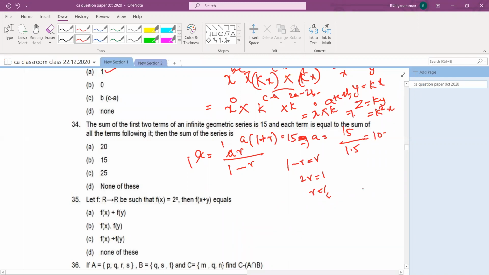Therefore, the sum of the full series is A by 1 minus R. This is the sum of the full series. So it is 10 by 0.5, which is 20. Any doubts, please ask.